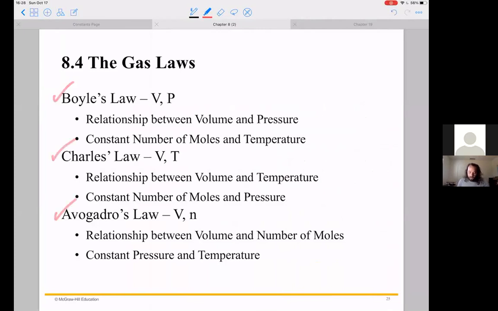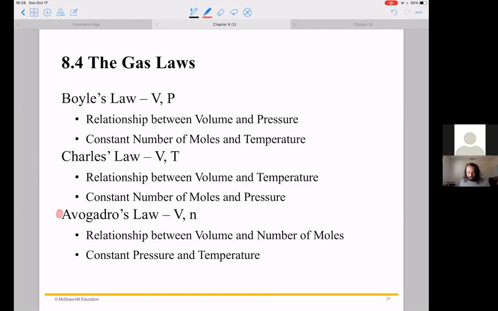Boyle's Law is the relationship between volume and pressure when the number of moles of gas and the temperature of the gas are held constant. Charles' law is a relationship between the volume and the temperature of the gas when you hold constant the number of moles and the pressure. And Avogadro's law is the relationship between the volume and the number of moles of gas when you hold pressure and temperature constant.